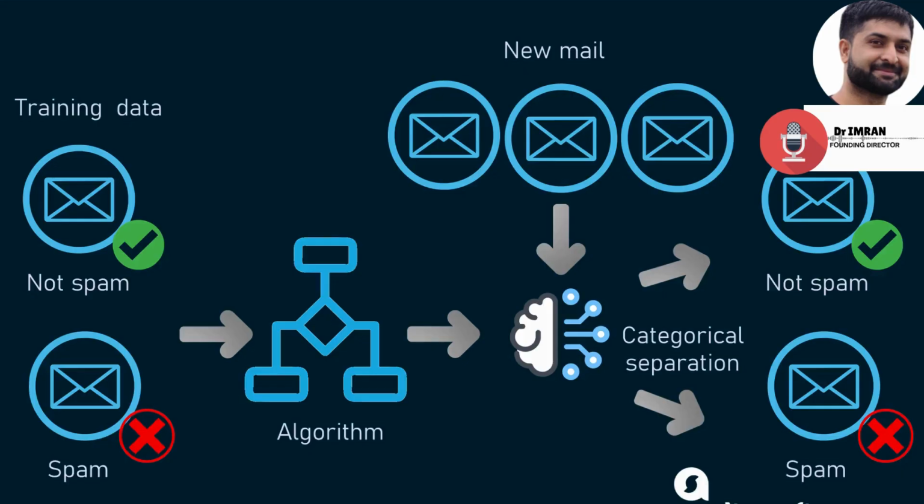Another example can be spam filtering. For instance, in email spam filtering, rather than explicitly defining the spam rules, machine learning algorithms can analyze thousands of emails to learn from their characteristics and automatically classify incoming emails as spam or non-spam.